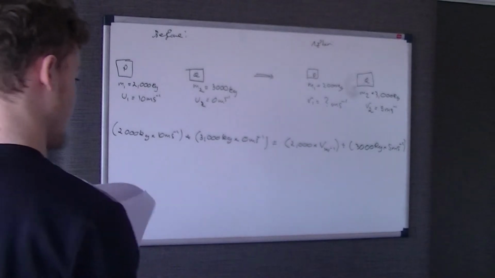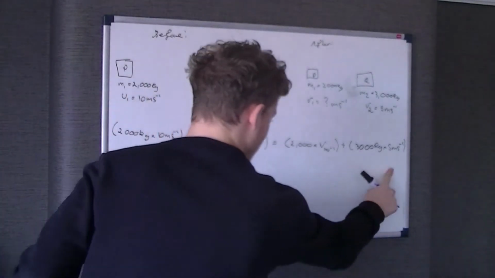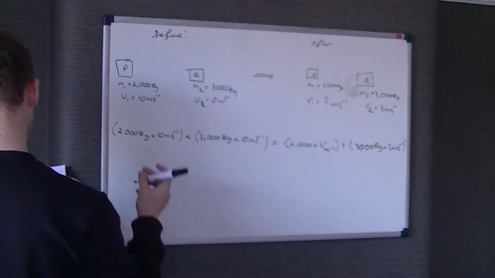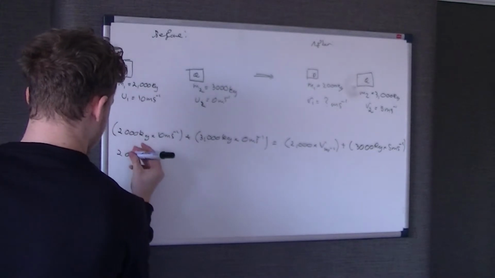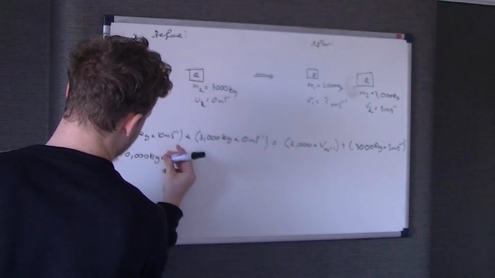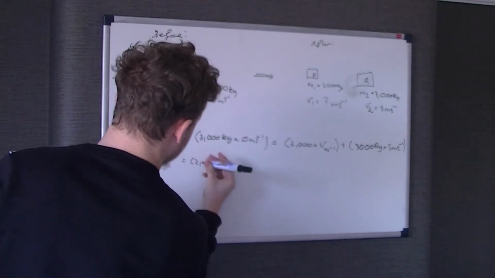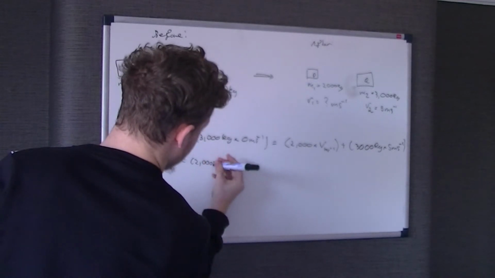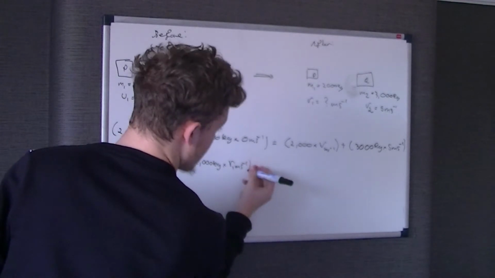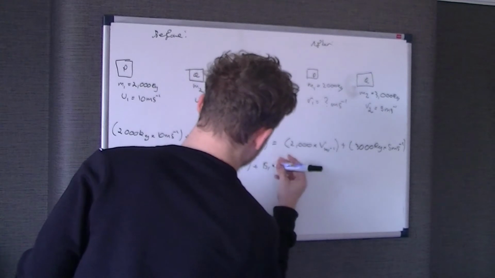You don't need to show what each of the individual sums are, so you can skip a line really. But you do need to have this working out somewhere on your page. So obviously this is equal to 20,000 kilogram meters per second. Don't forget the units, because obviously that's 0. That's equal to the 2,000 kilograms times V1 meters per second plus 3,000 times 5, which is obviously 15,000 kilogram meters per second.